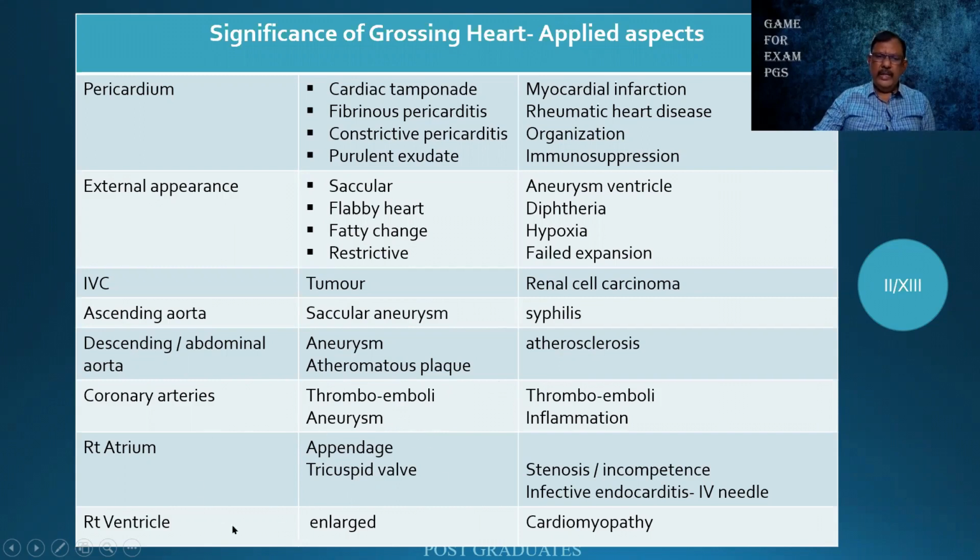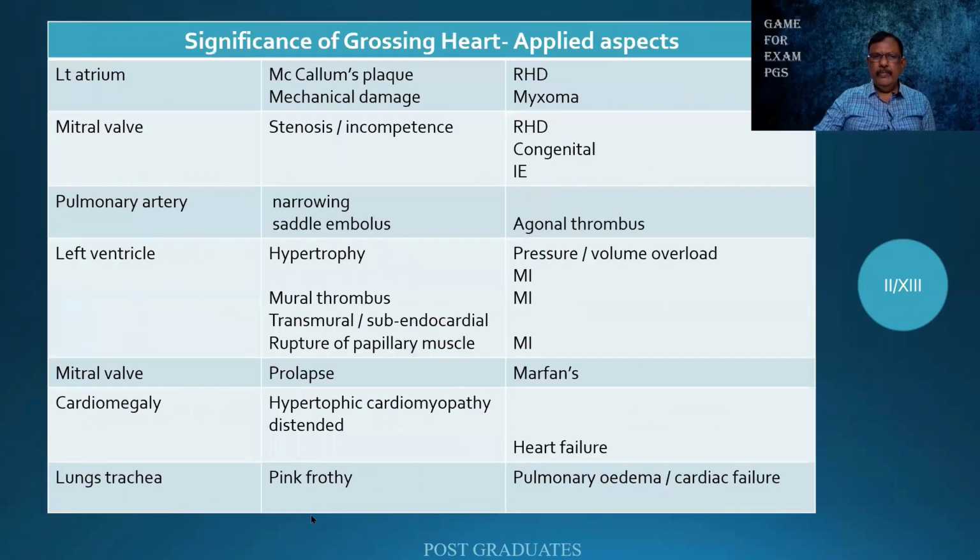What do you see in the right atrium? What do you see in the right ventricle? So these are the things that I would like you people to kindly remember. The list is not complete, and it goes on the left side also. Left atrium, for example, there is a MacCallum's plaque. What is the disease? Where do you find it? It is a case of rheumatic heart disease. Myxoma again is more common in the left atrium. This entire list, I want you people to know by heart. After all, this is an autopsy of the heart.